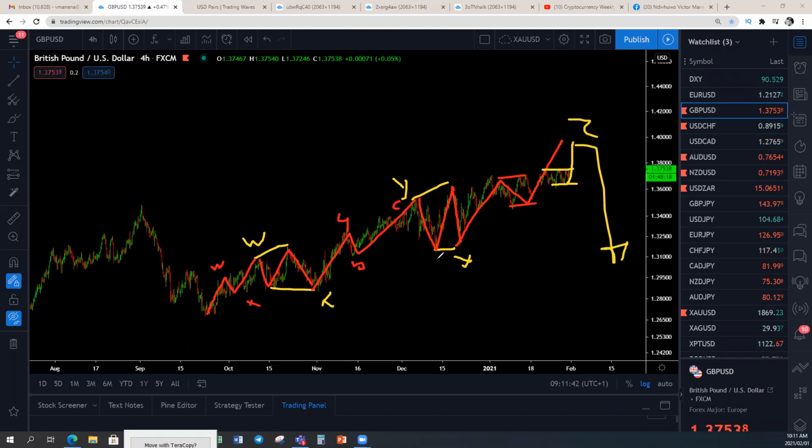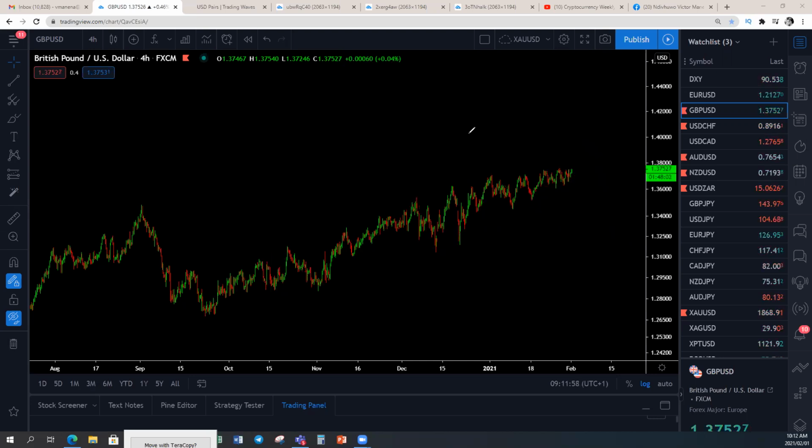ABC. You've got here ABC as well. You've got here W, X, and Y. That's the expectation. Now you've got a buy setup for that last bit of a move to complete the Y so that the Y can end in 3 waves here. So that is what you have on pound US dollar.